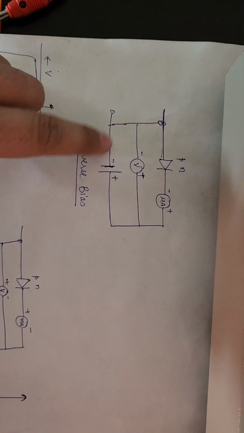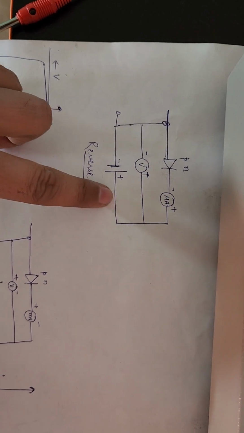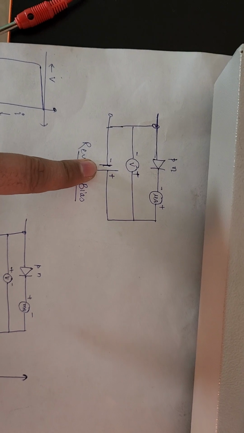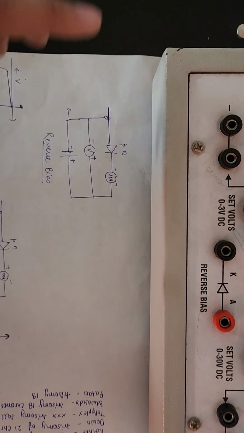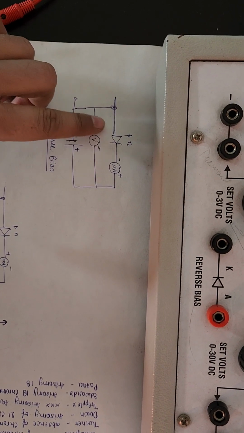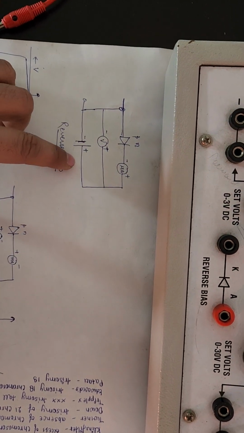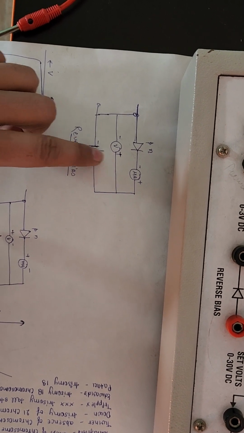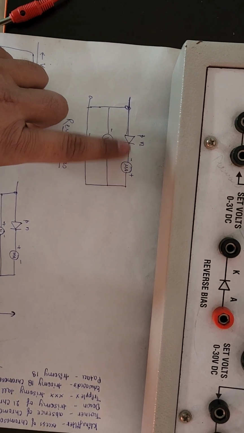P terminal should be connected to the negative of the battery. N terminal through the ammeter should be connected to the positive of the battery. This is why it is known as reverse bias diode or reverse biasing of the diode. So here P terminal should be connected to the negative, and in the same way we will make the connections on the apparatus. Voltmeter should be connected in parallel, positive of voltmeter to positive of battery, negative of voltmeter to negative of battery. Ammeter in series.